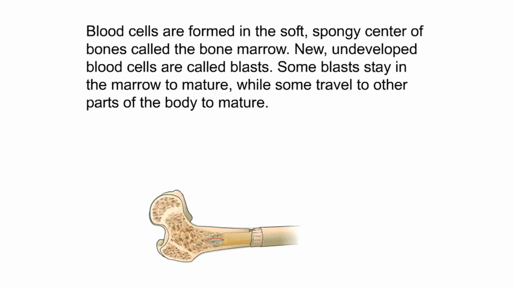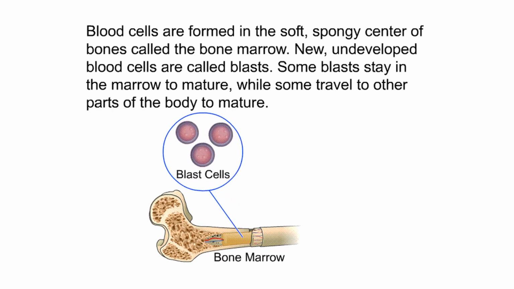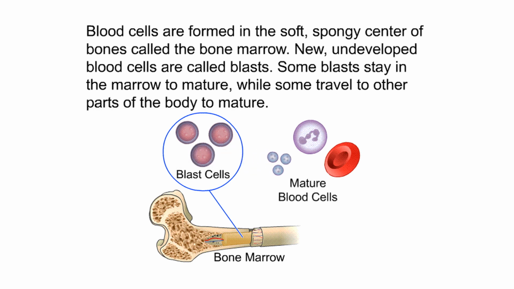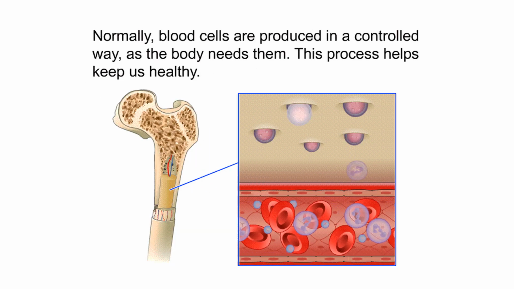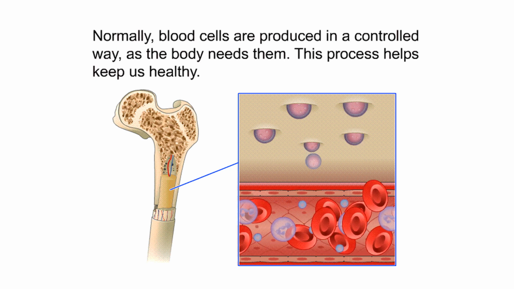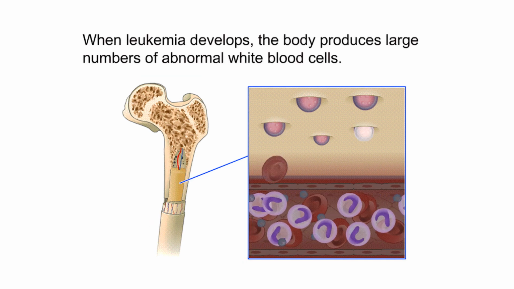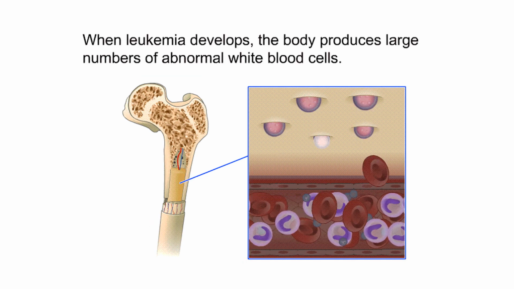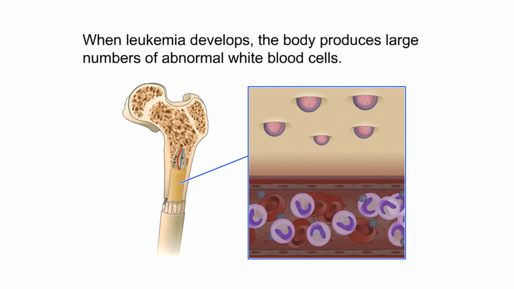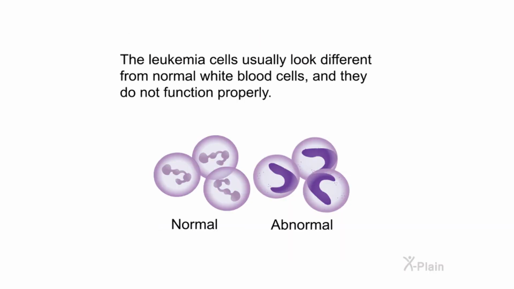Blood cells are formed in the soft, spongy center of bones called the bone marrow. New, undeveloped blood cells are called blasts. Some blasts stay in the marrow to mature, while some travel to other parts of the body to mature. Normally, blood cells are produced in a controlled way as the body needs them. This process helps keep us healthy. When leukemia develops, the body produces large numbers of abnormal white blood cells. The leukemia cells usually look different from normal white blood cells, and they do not function properly.